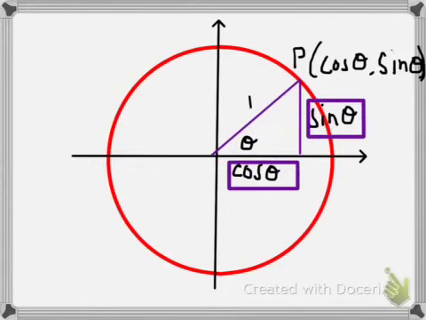So if the length from the axis to there is sine theta, and that length from there to there is cosine theta, then we can define the point P as cosine theta, comma sine theta. It's just the same as if the length here was x and the length here was y, then our point here would be x comma y. So because we've defined our lengths as cos theta and sine theta, the point P is defined as cosine theta, sine theta.